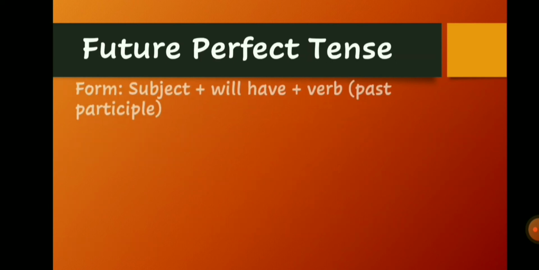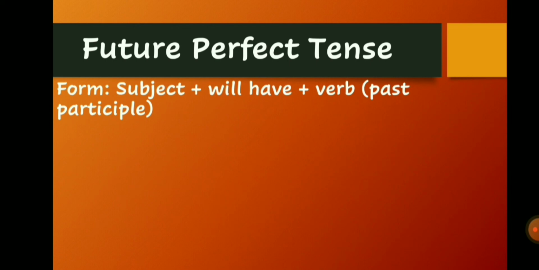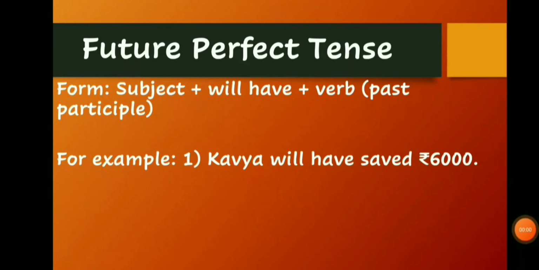that is future perfect tense. Now future perfect tense refers to completed actions in the future. That means the actions which will have completed in the future. The form of the future perfect tense is subject plus will have plus verb in past participle. For example, Kavya will have saved rupees 6,000.